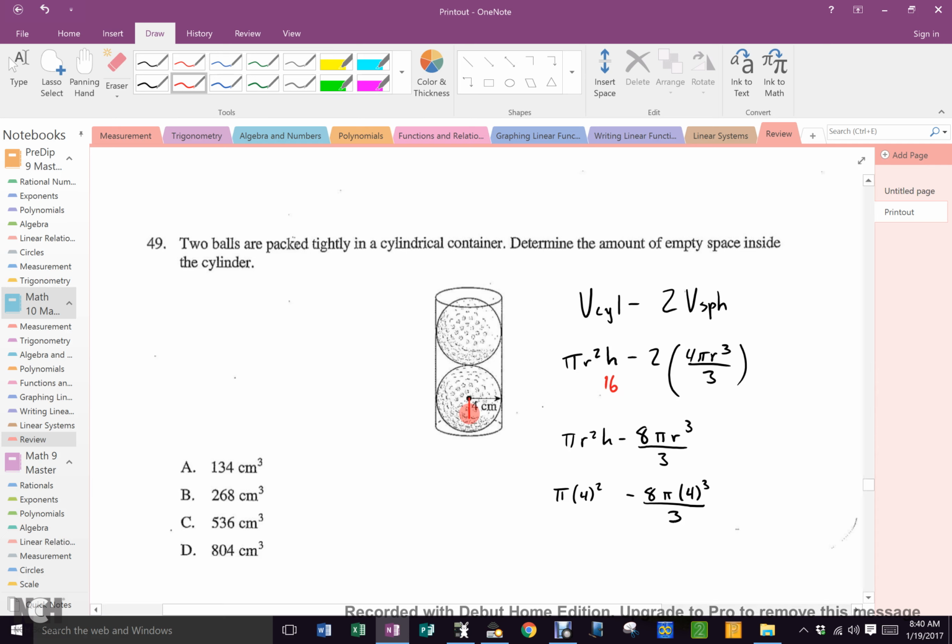How long is this? 4. Why is it 4, Caitlin? Because the radius is 4. It's a sphere, right? So how long is this? 4. So how long is the whole thing? 8. How many of them are there? 2. So there's 8 and 8. So what's the height? 16.